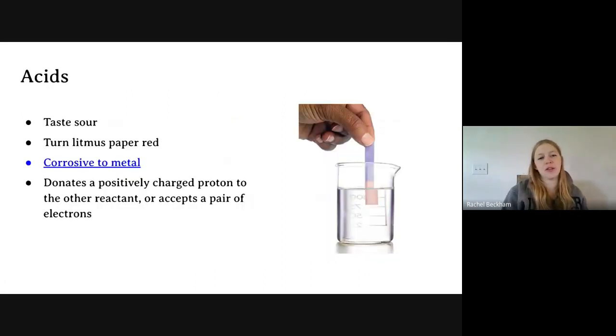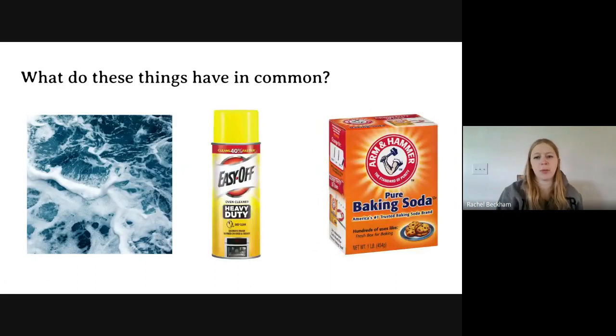Acids are things that generally taste sour. They turn litmus paper red. If you do a little test strip of litmus paper, it'll turn it like a pinkish color. They are corrosive to metal. So if you put them in with some metal, then they will break it down. They generally donate a proton to the other reactant, or they accept a pair of electrons. Acids are kind of defined in different ways. The general definition is that an acid is something that has the ability to donate a proton, or it has an ability to accept a pair of electrons. And we'll talk about that in a minute.